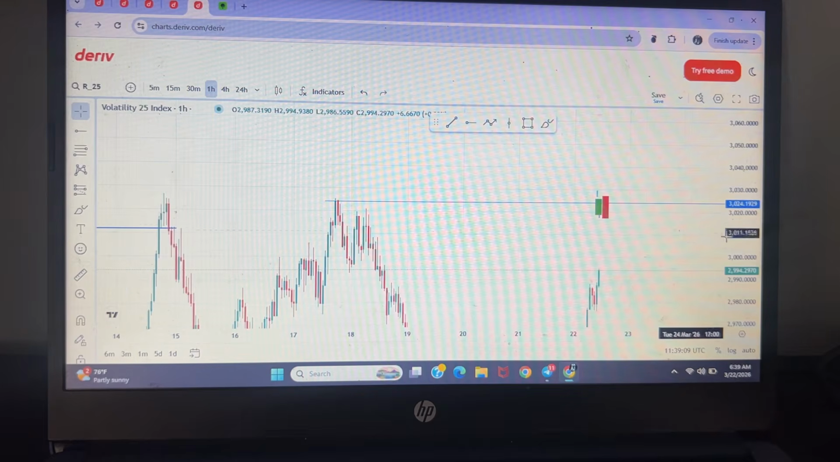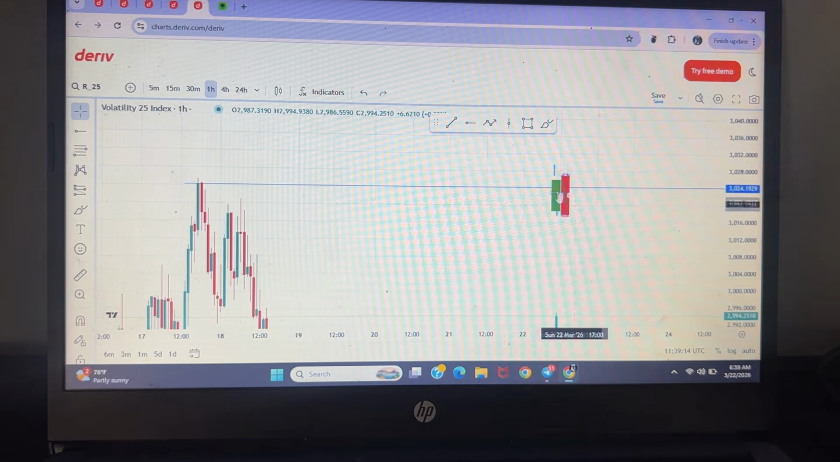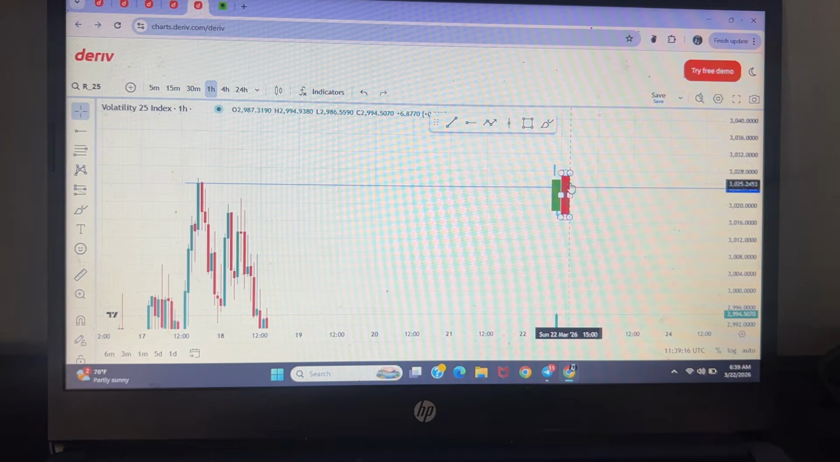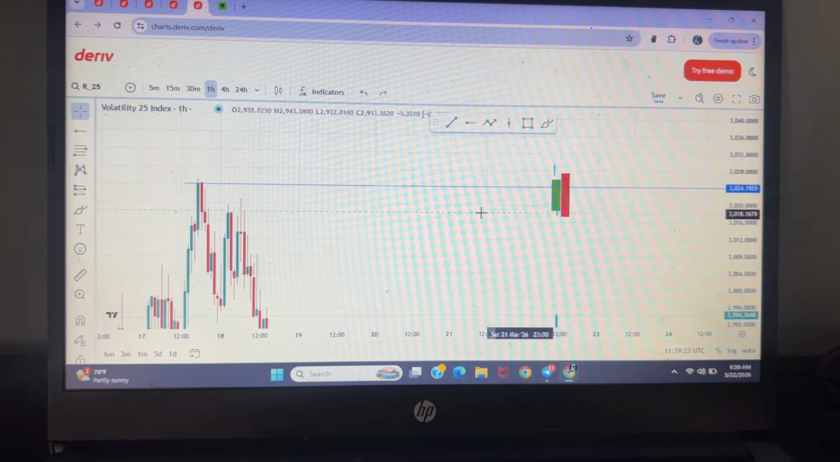And then you get this 5-minute candle as an engulfing. So this would be my confirmation, on the 5-minute time frame, that the market wants to reject back from this zone and you want to sell from here.